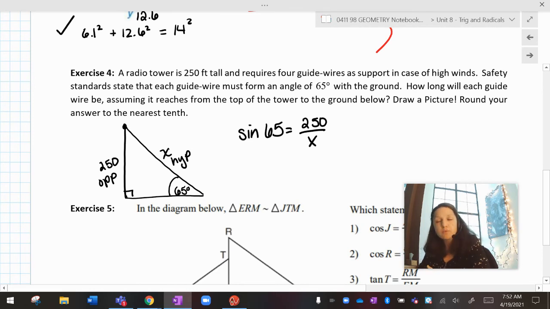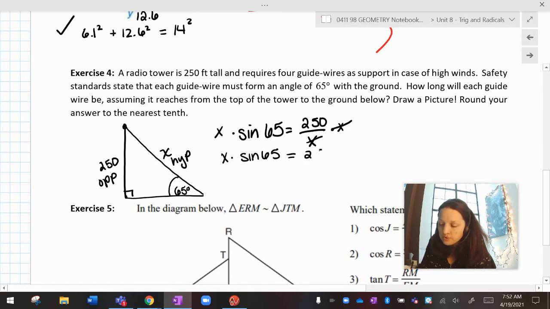And now if I want to solve for x, x is on the bottom of a fraction, and that's no good for me. So I'm going to multiply both sides by x so that I can eliminate that fraction. So then I have x times sine 65 equals 250. Well, x still isn't alone yet. X is being multiplied by sine 65. Well, I want to get rid of that, so I'm going to divide by sine 65, because to undo multiplication, I divide.